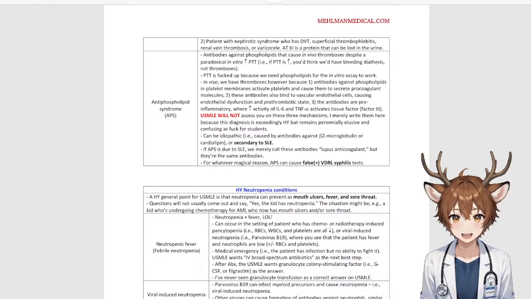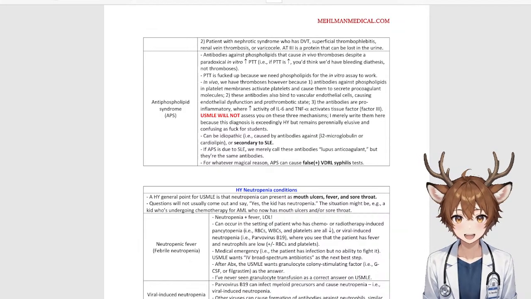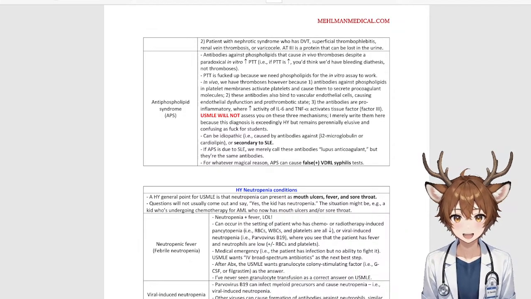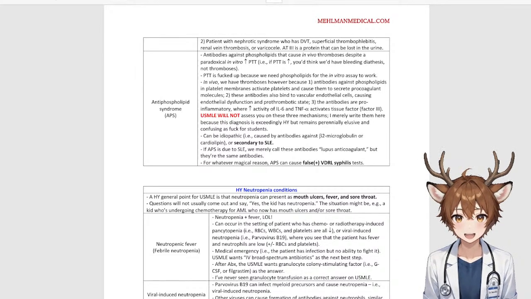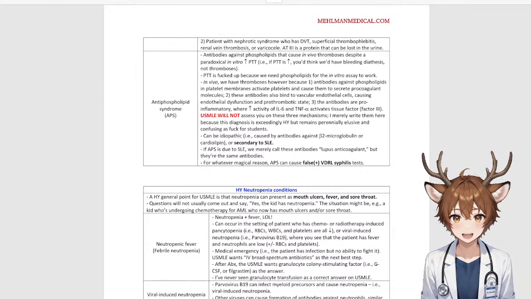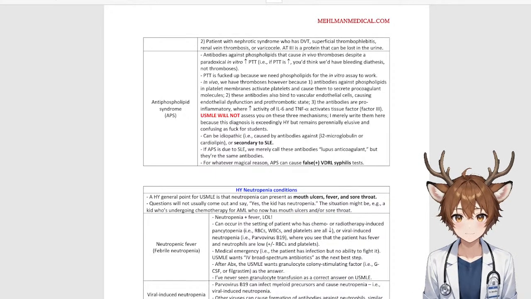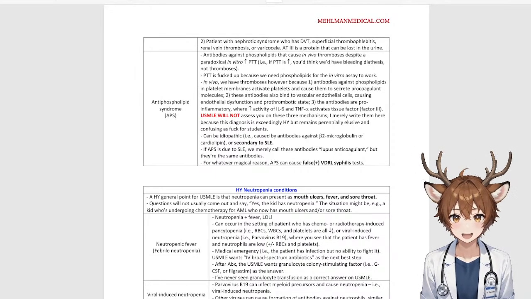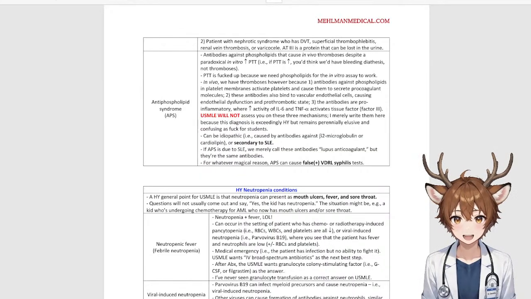Antiphospholipid syndrome, APS. Antibodies against phospholipids that cause in vivo thromboses despite the paradoxical in vitro elevation in PTT. That is to say, if PTT is elevated, you'd think you'd have a bleeding diathesis, not thromboses. PTT is messed up because we need phospholipids for the in vitro assay to work.